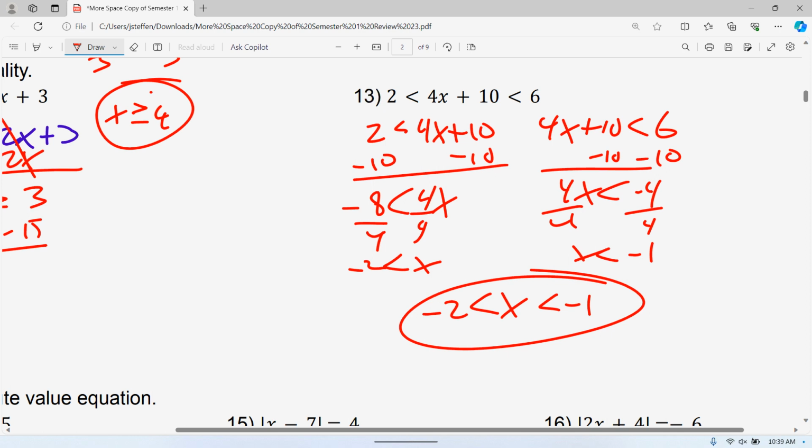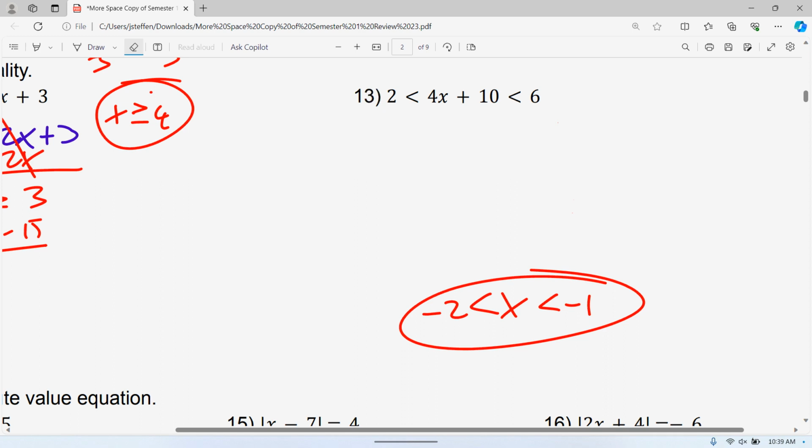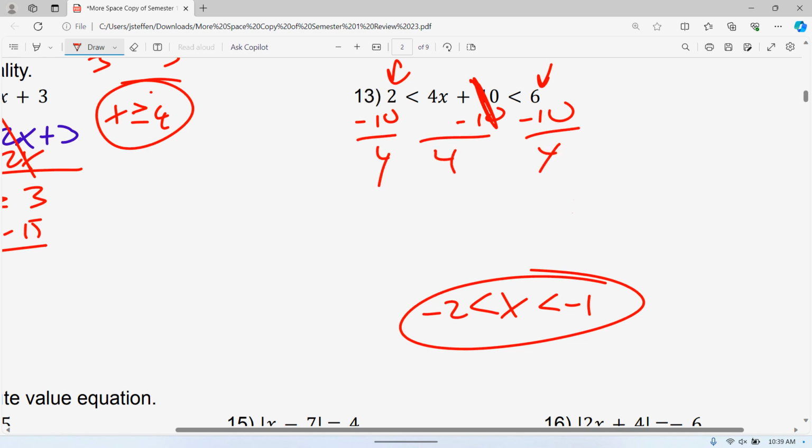Since it's multiple choice. Now, the other way to do it, if you want to do it the other way, that's fine. Hopefully you know what I'm talking about. If not, then I would just stick to what you know. But the other way to do it is to solve like normal. Just make sure you do it to all the sides. So if I subtract 10 here, I need to subtract 10 on both sides. And then we divide by 4. You divide by 4 on both sides. Either way, you end up getting the same answer. -2 is less than x is less than -1.